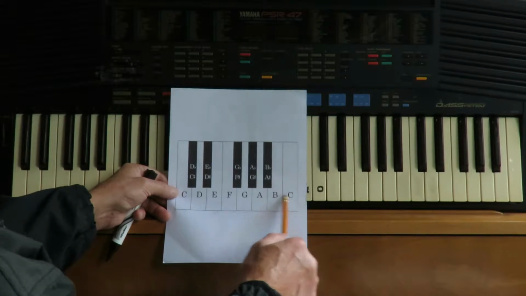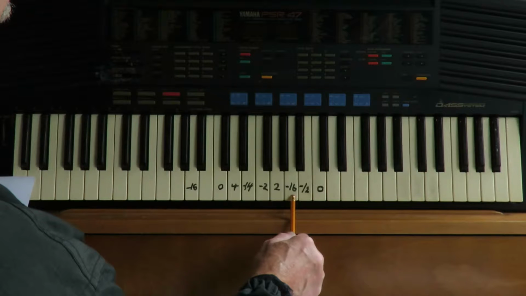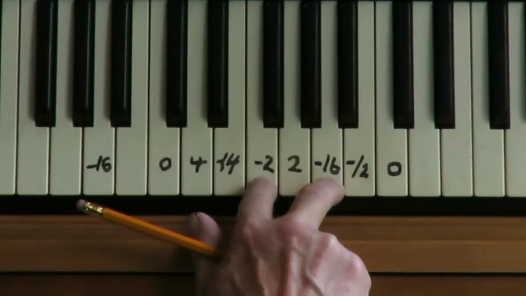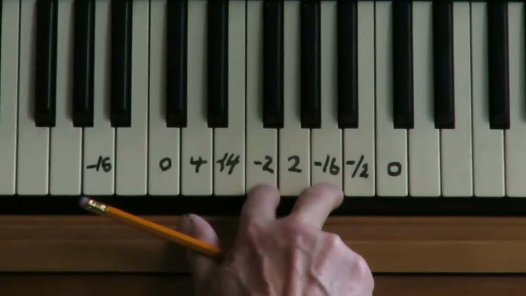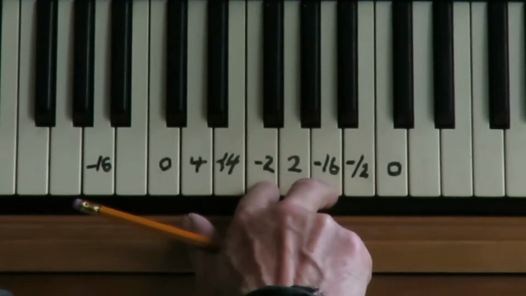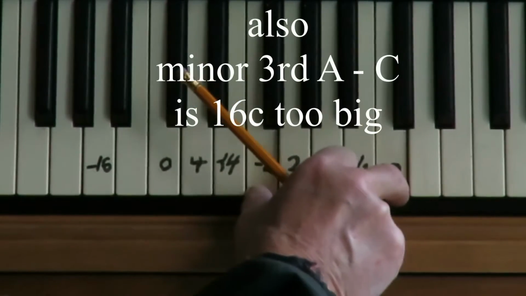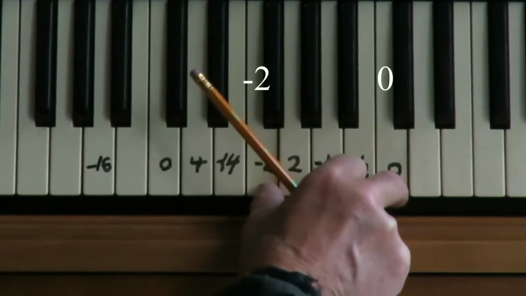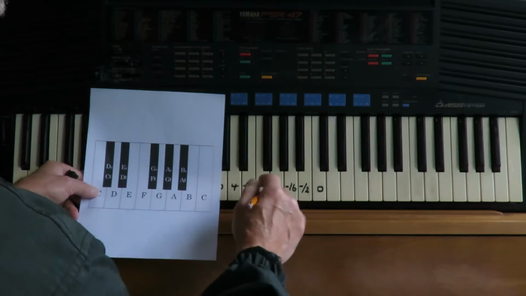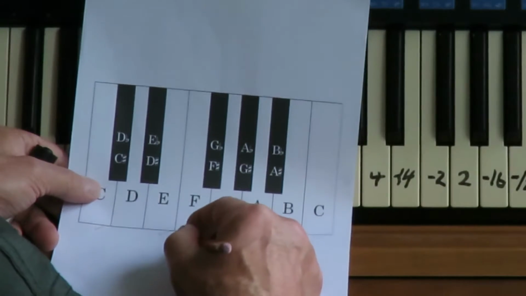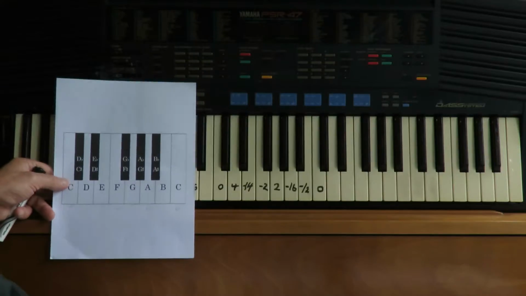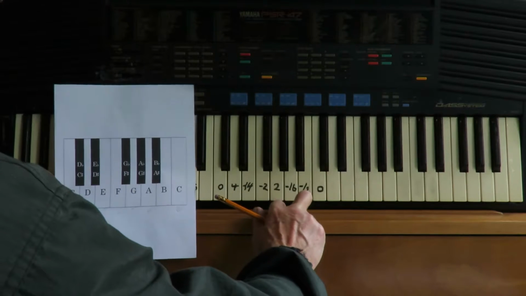Okay, what happens on F, A, C? What do we have? F, A, C. Well, F to A is actually, remember, minus 2 to minus 16, that's 14 cents too small. And here's your fifth, which is too low to start with, so the fifth is too big. So F, A, C is perfect. If you played F, A, C on this tuning, we would get check, check, check. Beautiful.